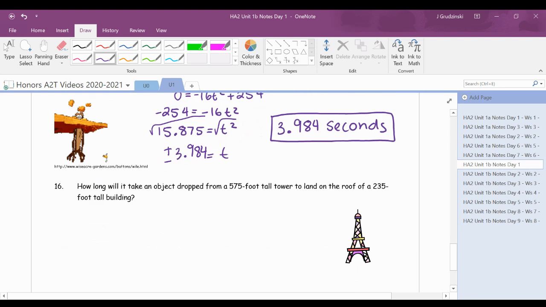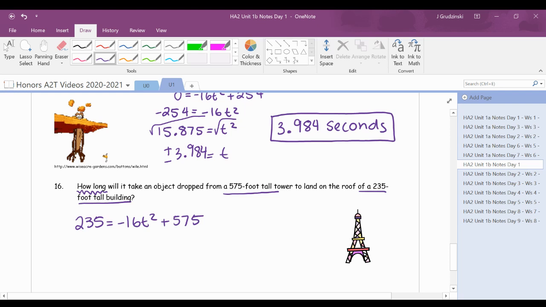All right, and then let's look at just one more example. It asks, how long will it take an object dropped from a 575-foot tall tower to land on the roof of a 235-foot tall building? So remember that the ending height is what comes first, and so we want to know when it's going to land on this building. So we're going to do 235 equals negative 16 T squared. And again, it's asking how long, so we know we're solving for T. And we know that the starting height is 575.